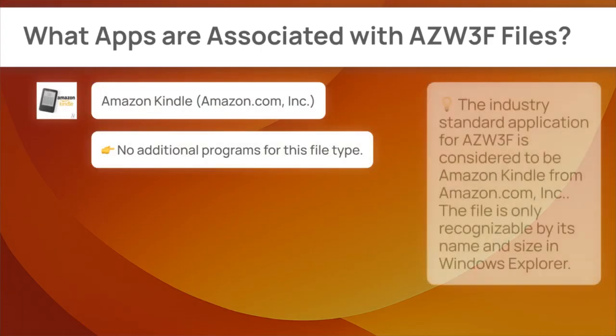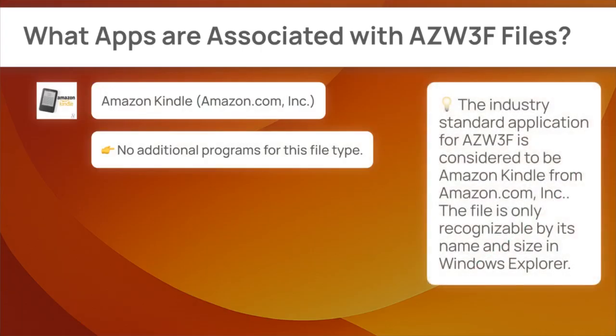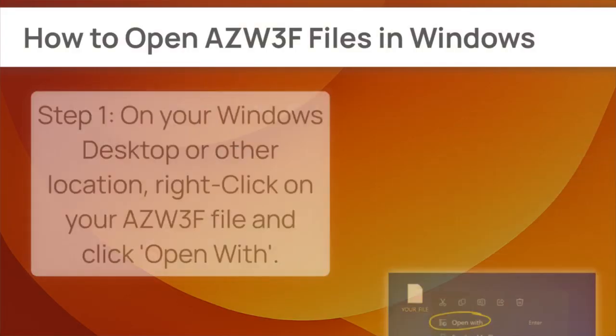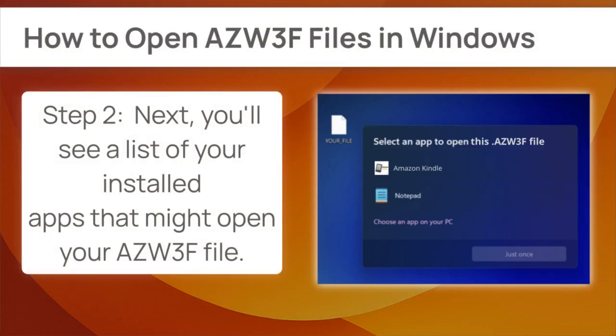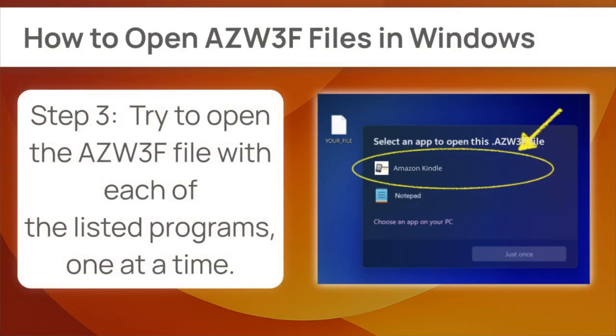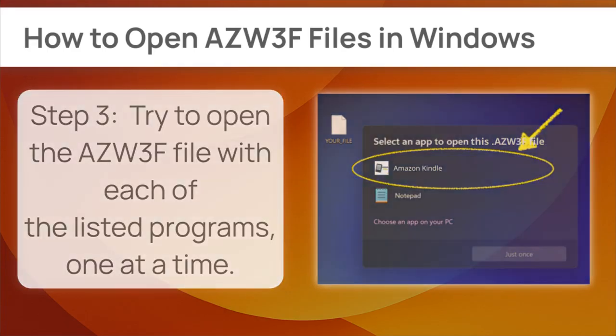The basic data is there, but Windows cannot process the specific formatting tags required. Windows cannot show index content relationships, so correct interpretation requires cataloging utilities. To force file access, right-click your AZW3F file and select Open With. If Amazon Kindle is an option, test it. If it's not available, choose another program. We are trying to find the specific compatibility bridge.